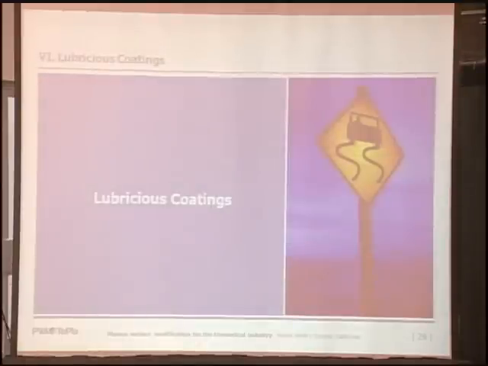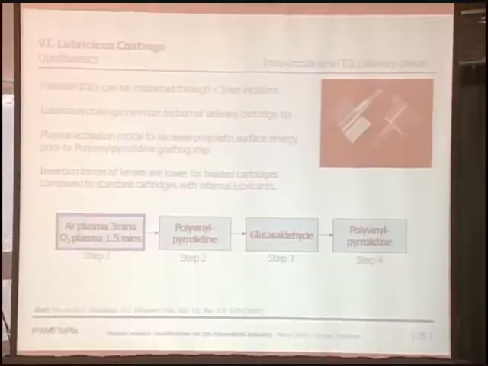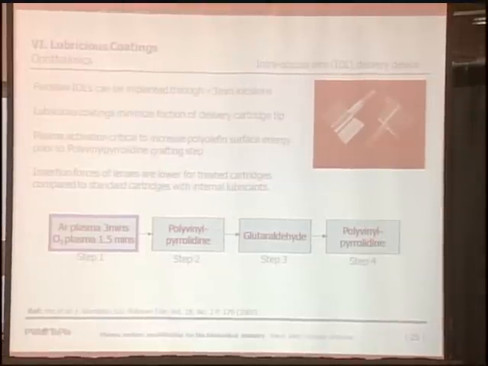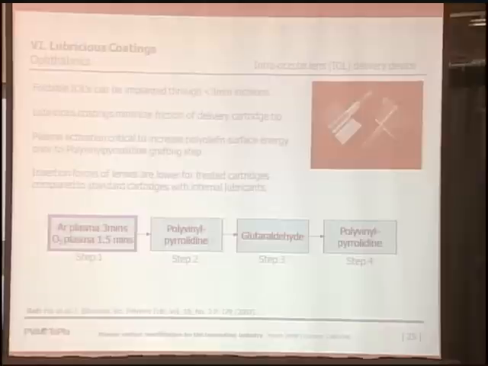Lubricious coatings. So plasma will not actually deposit the lubricious coating. What gas plasma surface modification does is it preps the surface so that you can absorb your lubricious coating to that surface. This is, again, an example. I just pulled it out of the literature.